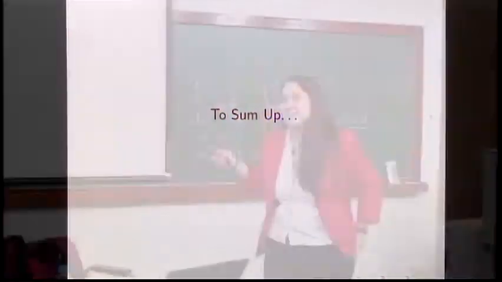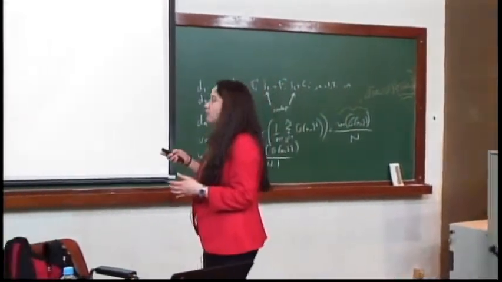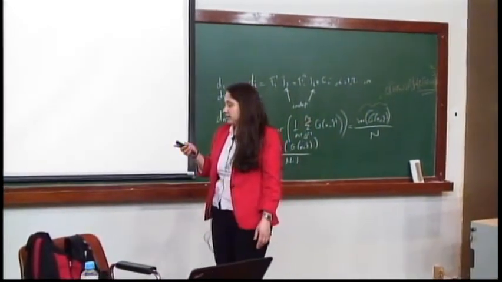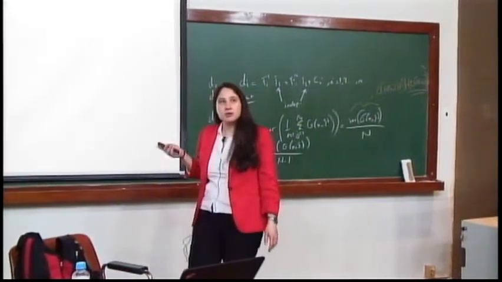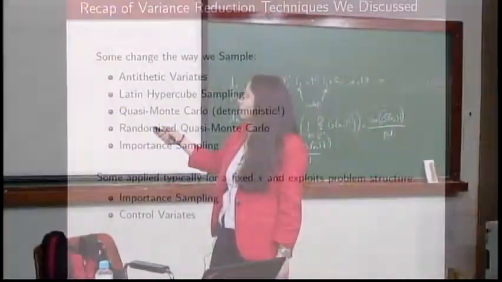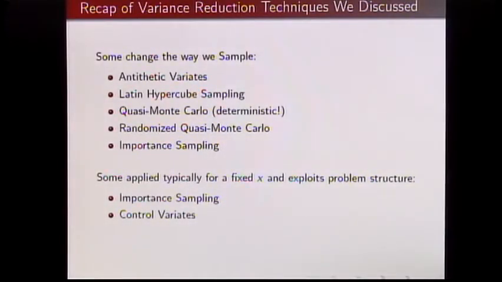So I guess we stopped at a pretty good location. So we've done a bunch of commonly used variance reduction techniques. There might be more, but this is quite a bit, covers a lot. So antithetic variates, starting from really simple, Latin hypercube sampling, quasi-Monte Carlo, and its randomized version.